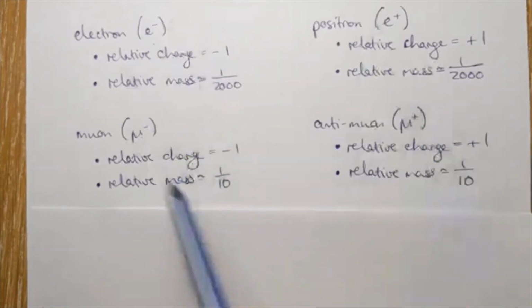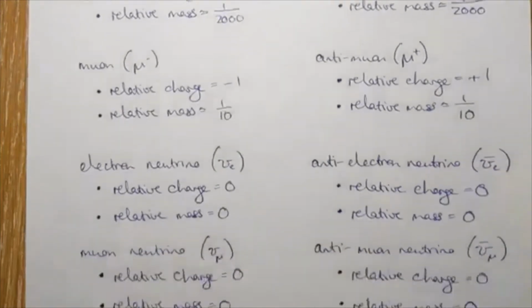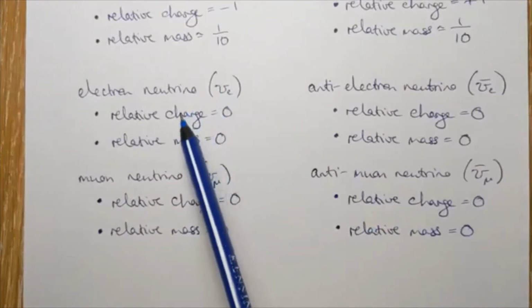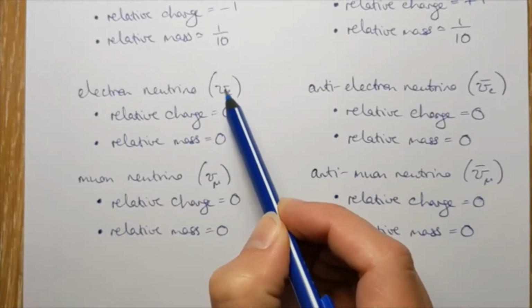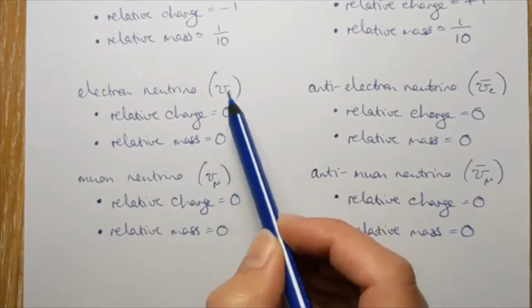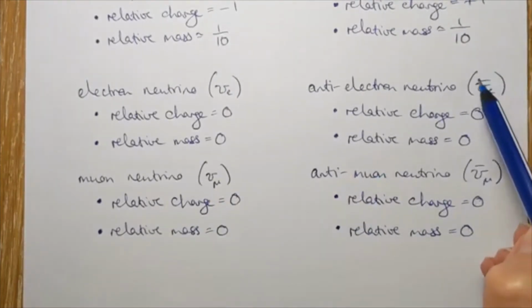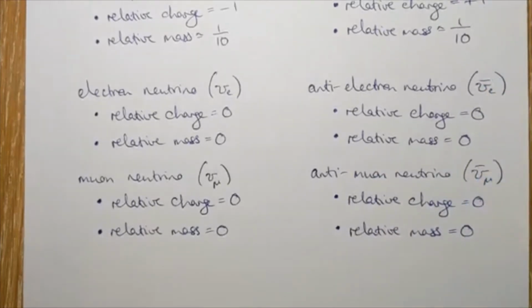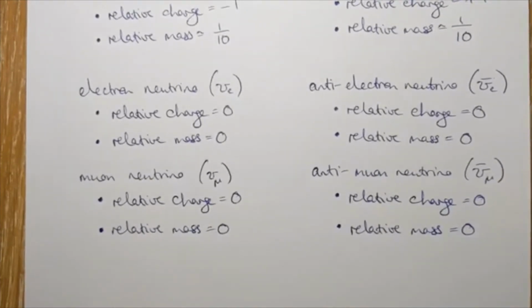Now, each of these has a matching neutrino, and neutrinos are represented with a Greek nu, like a Greek lowercase n for neutrino, and then the electron ones have got little e's there, and the muon ones have got little mu's there, and then the antiparticles have got bars on top to show that they're the antiparticles. But the easy thing about neutrinos is that none of them have got any charge and none of them have got any mass. And that's what makes them so difficult to detect, as you may have heard.